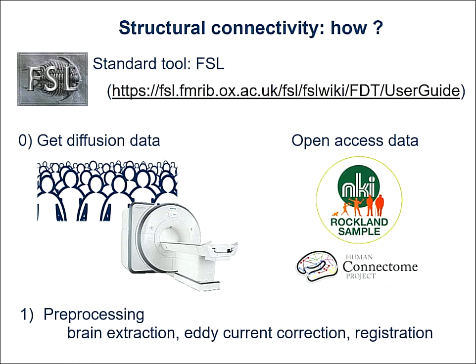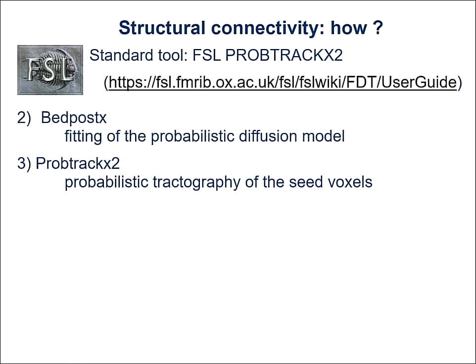Then you go through the basic pre-processing steps that are well documented on the FSL website. Basically, you do the brain extraction with BET, then the eddy current correction, and the registration. This is really standard pre-processing. You can just follow the basic steps and parameters, because this is the same whatever you do. And then you run the BEDPOSTX function, which will fit a probabilistic diffusion model to your diffusion data. This will give you the input that will be used for the probabilistic tractography of your voxels, which you can perform with ProbTrackX2.